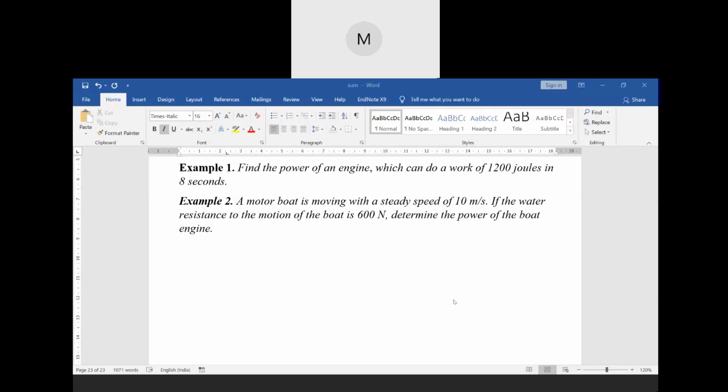What do you need in this? What is your doubt? Tell me once. To find out work done, we need distance. So we take distance as 1 meter.